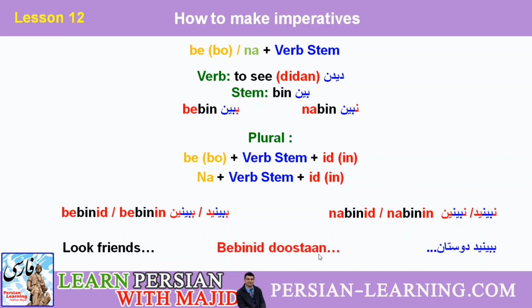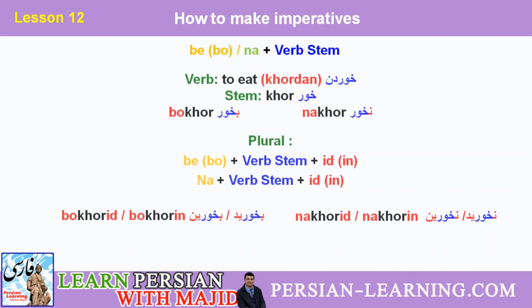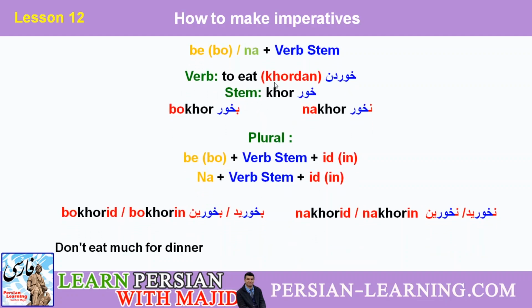ببینید دوستان, and then you continue your sentences. The verb خوردن: بخور, نخور, بخورید or بخورین, نخورید or نخورین. Don't eat much for dinner: شام زیاد نخورید. Singular شام زیاد نخور.